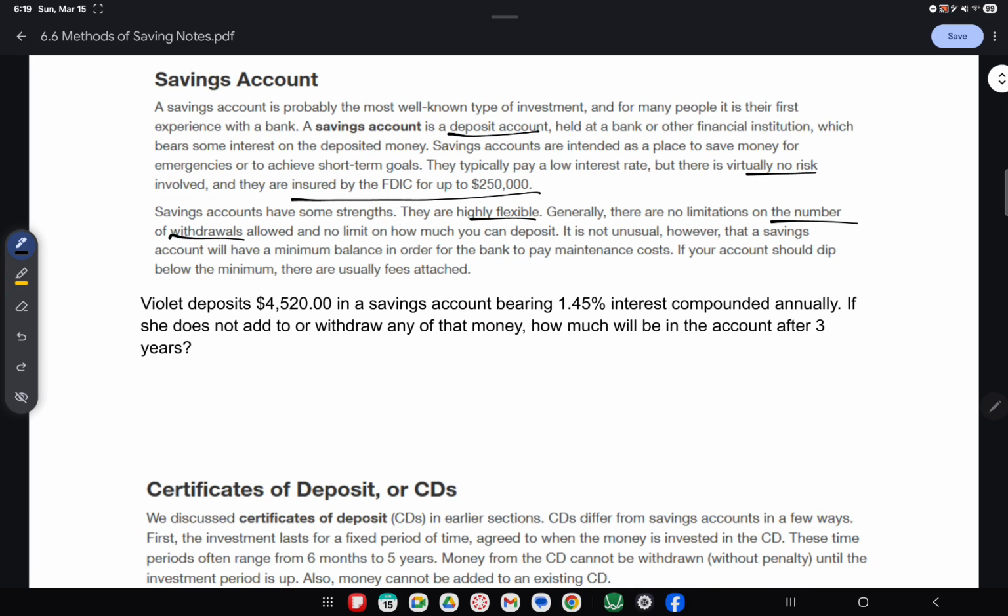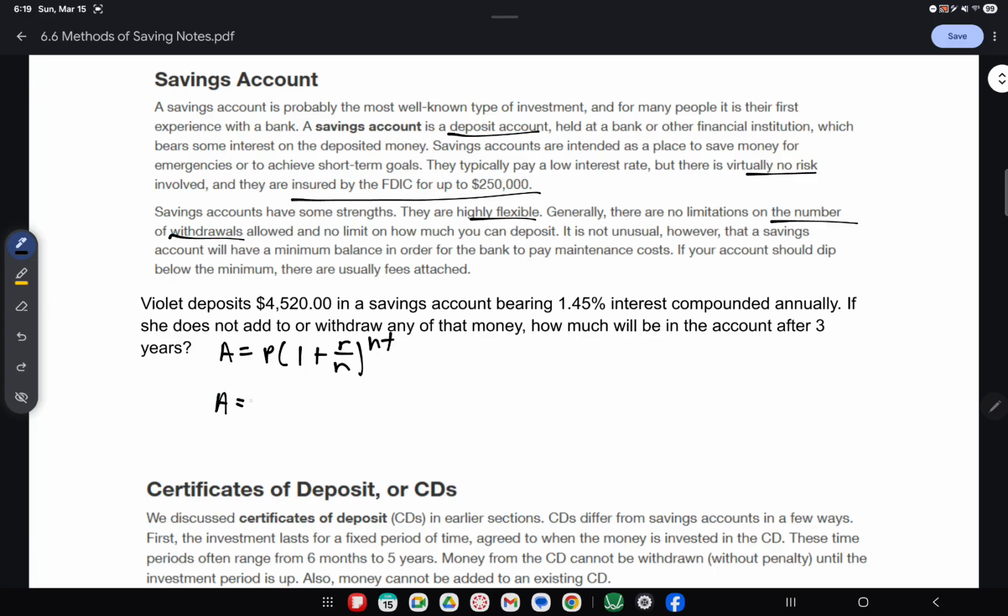So here's an example. So Violet deposits $4,520 in a savings account bearing 1.45% interest compounded annually. If she doesn't add to or withdraw any of that money, how much will be in the account after 3 years? So we'll use that same formula from before. I'll just rewrite it here. And then I'll plug in what we know.